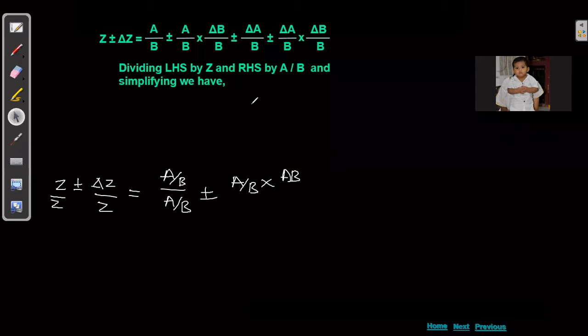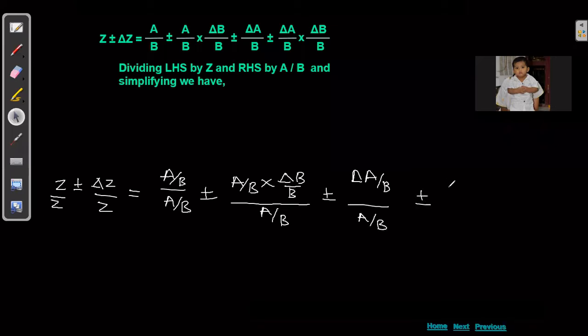Just a minute. This is z. Second term is delta b by b is there. Overall, we have to divide with a by b. Next, plus or minus delta a by b is there. This also we have to divide with a by b only. Next, plus or minus delta a by b into delta b by b by a by b we have to do.